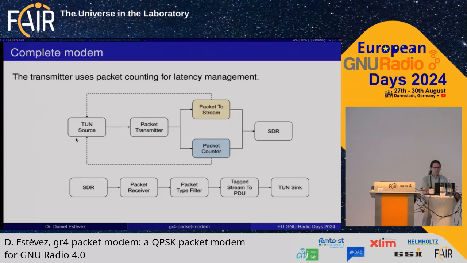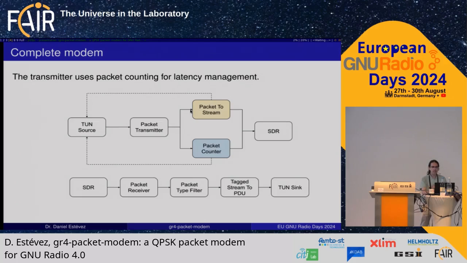So basically, you have your tun source. This is where your IP packets come in. You have the packet transmitter, and then there is something to control latency. Basically, this is Matt Ettus's talk in GRCon 2019. He was speaking about how to manage latency by limiting the number of samples or packets that go into some part of the flow graph.